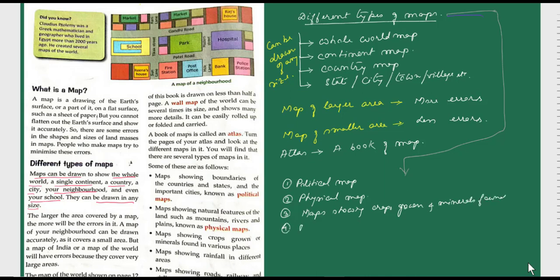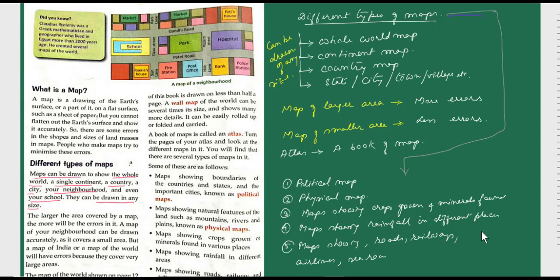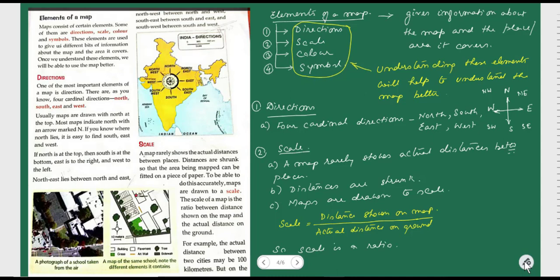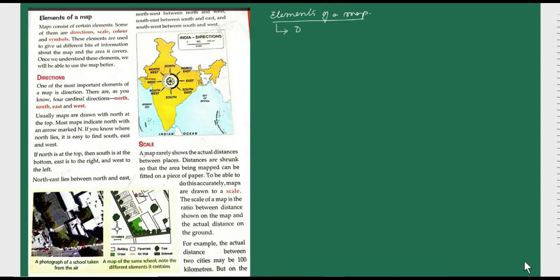And the weather conditions, and maps showing the mode of communications like roads, railways, air routes, sea routes. So there are different types of maps you'll be able to see. Now, the two main types of maps for a country or the land are the political and the physical map.